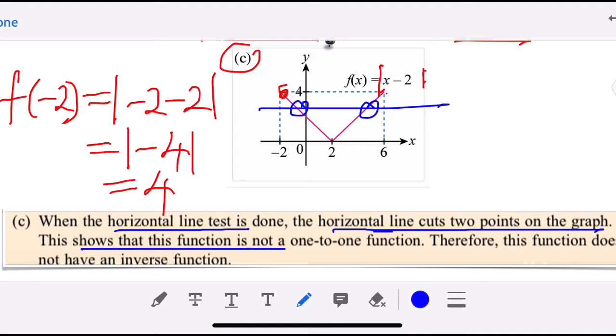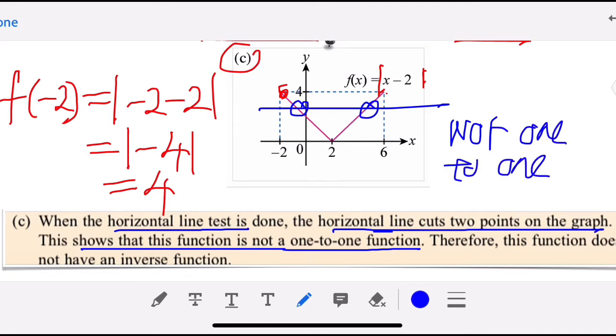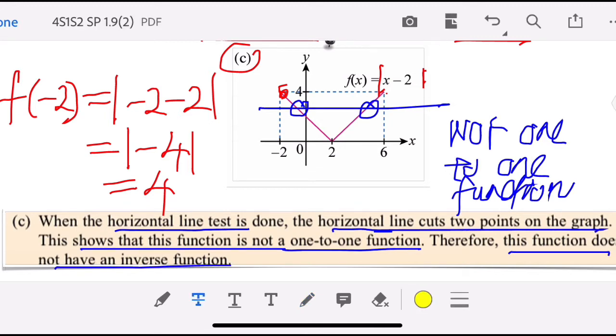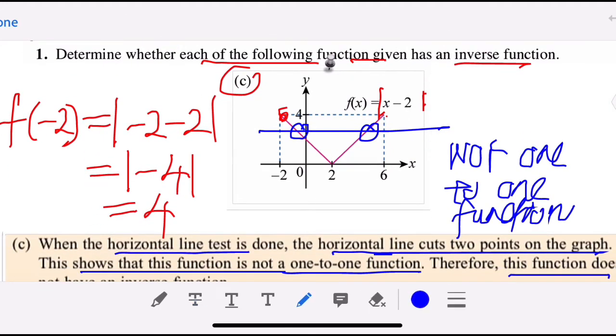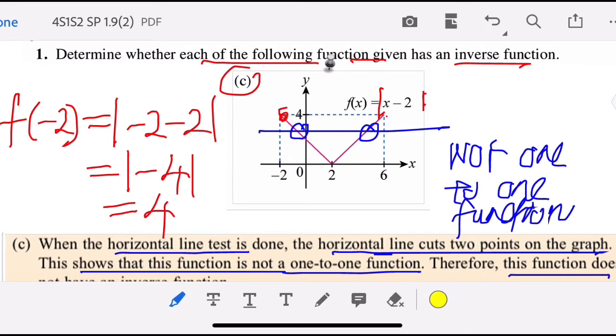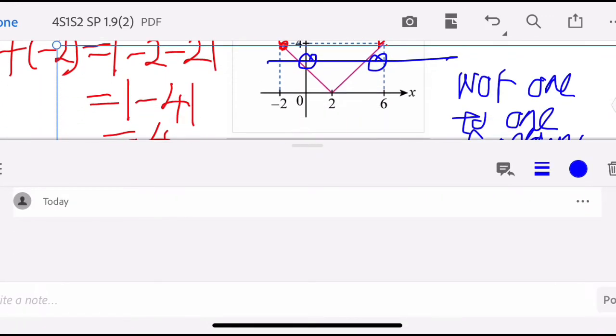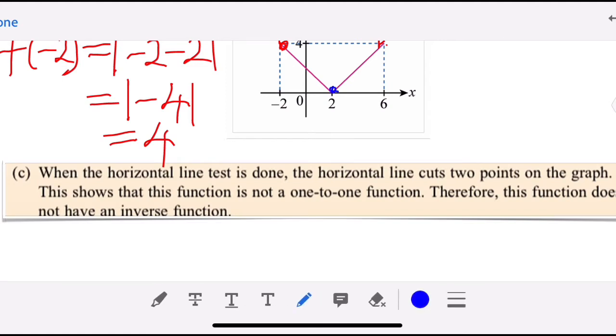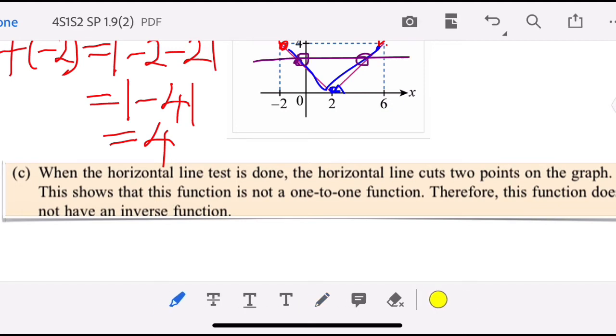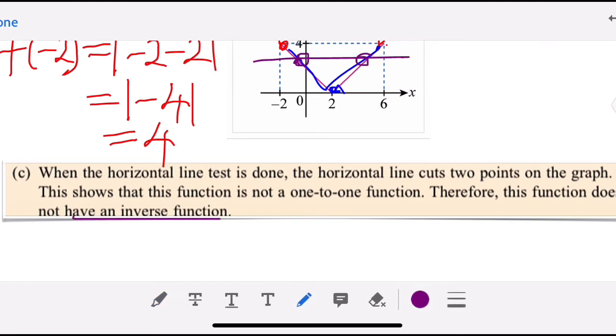This shows that this function is not a one-to-one function. It is not a one-to-one function. So when it is not a one-to-one function, the function does not have an inverse function. Okay, so for questions that involve modulus, we always have the V shape, all right, with the vertex here. It must be V shape. So when we conduct the horizontal line test, we have two intersection points. So hence the function does not have inverse function.